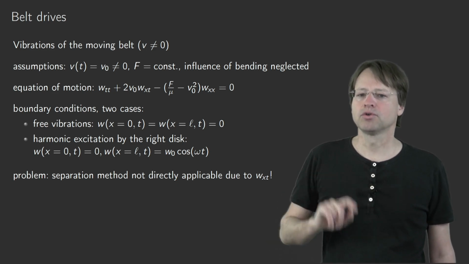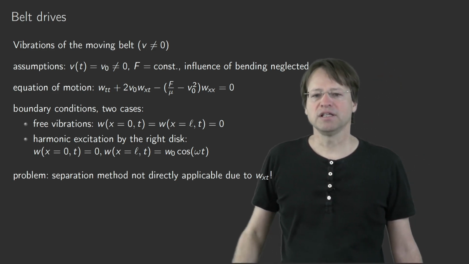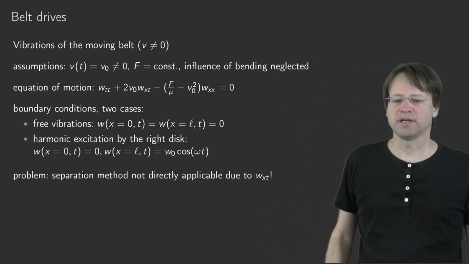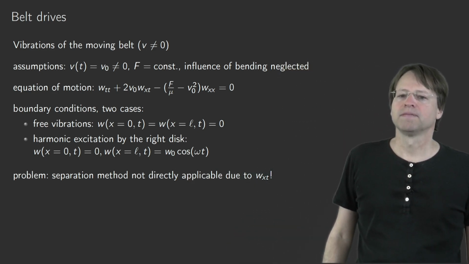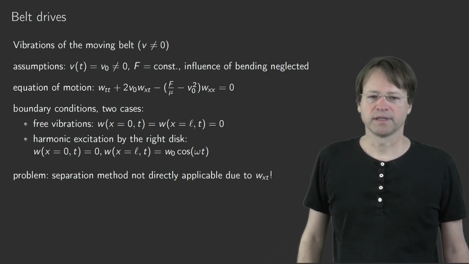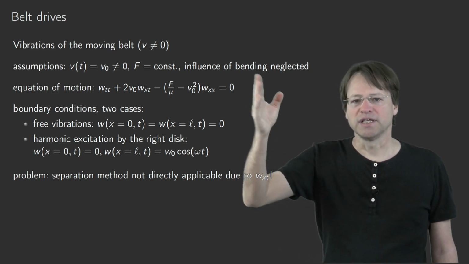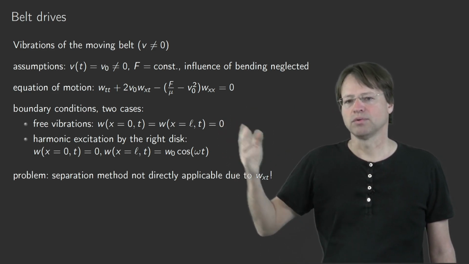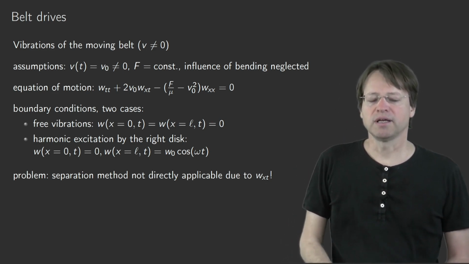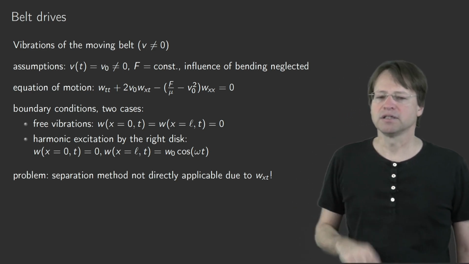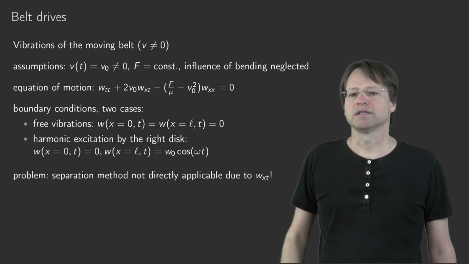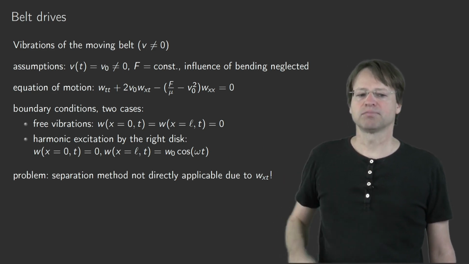So therefore I would like to go back once again to the case where V0 is equal to 0 and consider with you a different way to obtain the solution of the equation of motion for the belt at rest. In this case, of course, I neglect bending, because I want to work with that equation of motion just to show you a different way, and maybe that way highlights a solution possibility for how to apply the separation method when such a term is present.